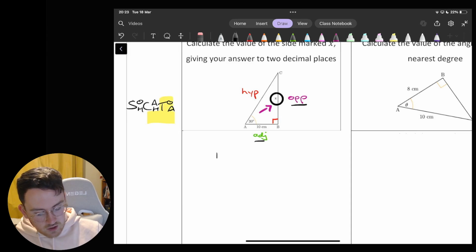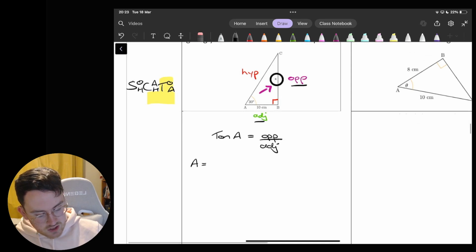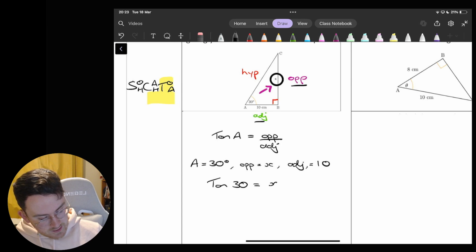To start myself off, I'm going to write out this ratio: tan of an angle is opposite over adjacent. In this question, I know the angle is 30 degrees, I know the opposite is x, and I know the adjacent side is 10. So let's fill all of that in. So tan 30 is x over 10.